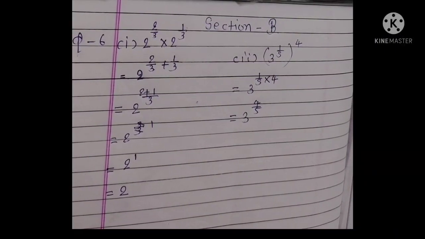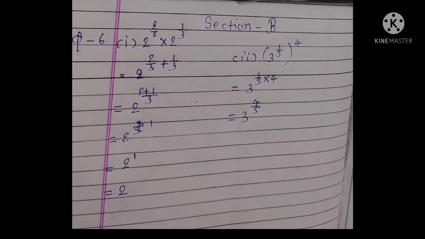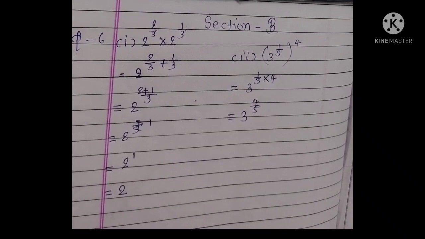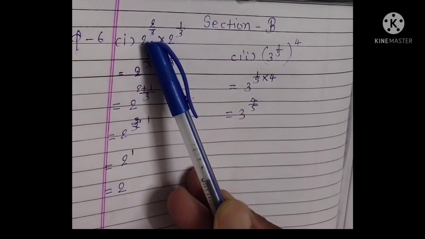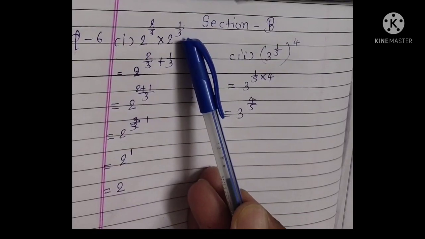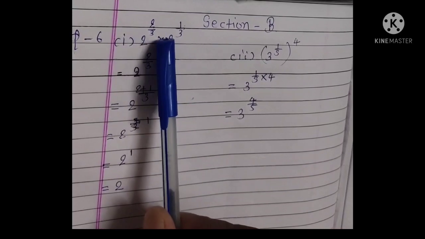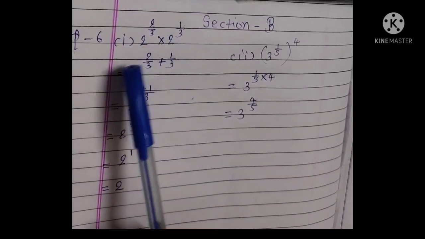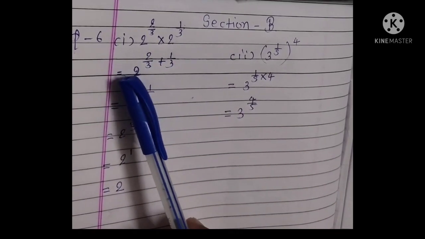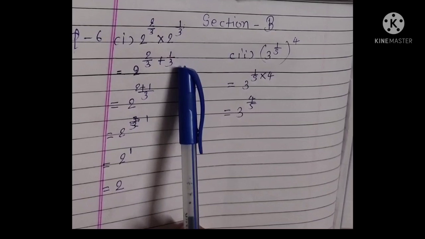Hello guys, now we are on section B, question number 6. The first part of question 6 is 2 raised to 2 upon 3 multiplied by 2 raised to 1 upon 3. Here we can see the base of both numbers is the same, 2 and 2, so we have to add their exponents. So 2 raised to 2 upon 3 plus 1 upon 3.